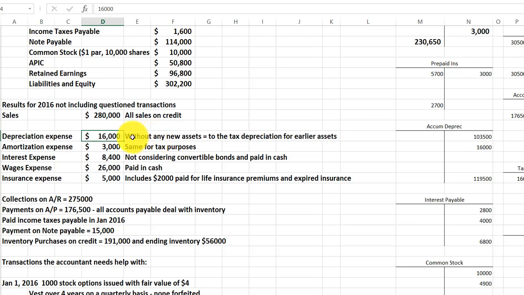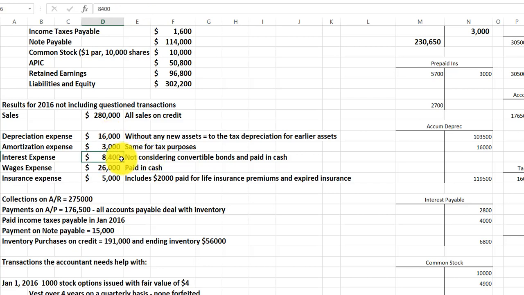This is ignoring any new assets, and it's equal to the tax depreciation, so we don't have any difference between tax and our book depreciation for these assets. Amortization is $3,000: debit amortization expense, credit either the asset or the accumulated amortization, whichever you prefer. This is also the same for tax purposes. You can see that we're going to have a tax issue later on, and we need to know that these two are the same for both the income statement and the tax return.